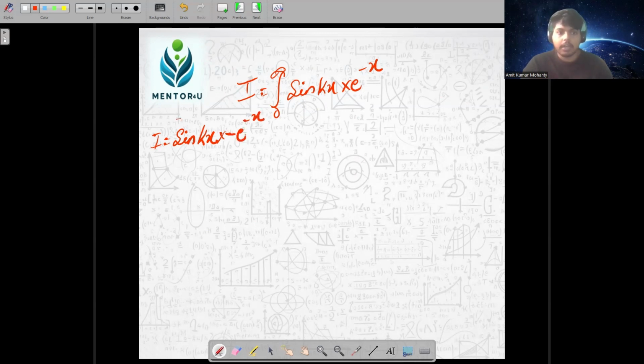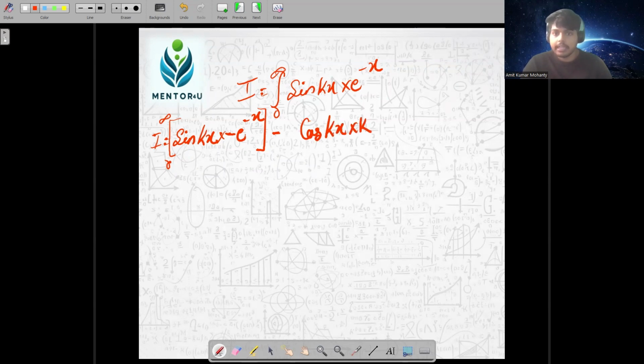Clear? Now, in this part, since we have limits, we have to apply the limits on this part. So first into integration of second, minus differentiation of first. Differentiation of first, sin kx: the differentiation is cos kx into the differentiation of kx, which is k. So the differentiation will be cos kx into k.